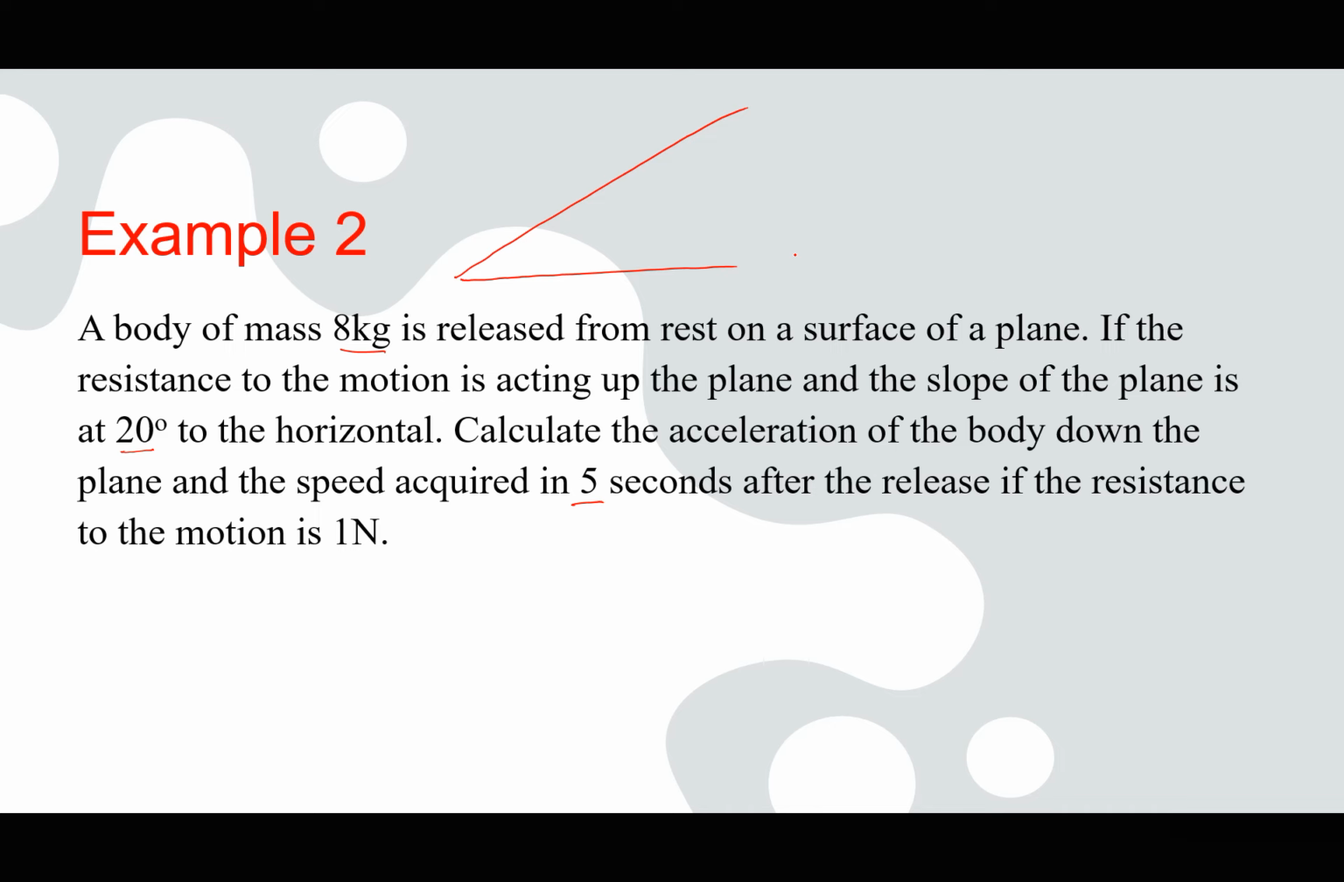So we have a body of mass 8 kilograms. So I will put a body here on the surface. It is a mass of 8 kilograms, so the weight becomes 8 times g. And remember, the weight acts vertically downwards, so I'll draw a vertical line for the weight. So it is 8g. And the slope of the plane is 20 degrees, so this angle is 20 degrees.